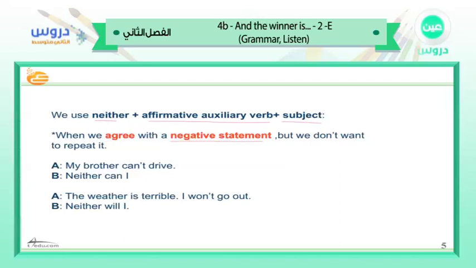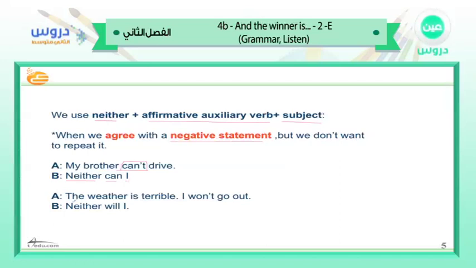Let's take some examples. A: My brother can't drive. B: Neither can I. Neither, auxiliary affirmative verb, then the subject, I. This is a negative statement. Can't, not can. If it can, say, so can I. But if it can't, negative, we will say, neither can I.